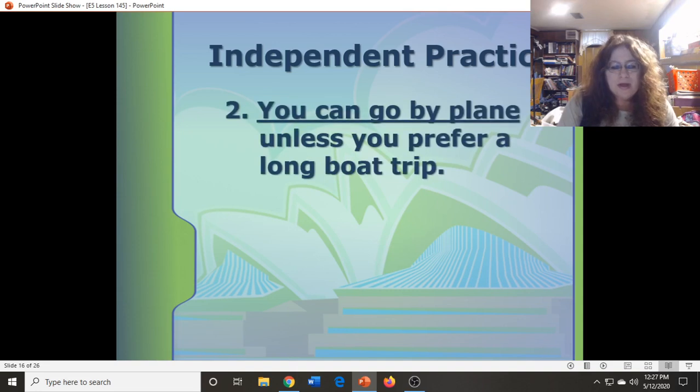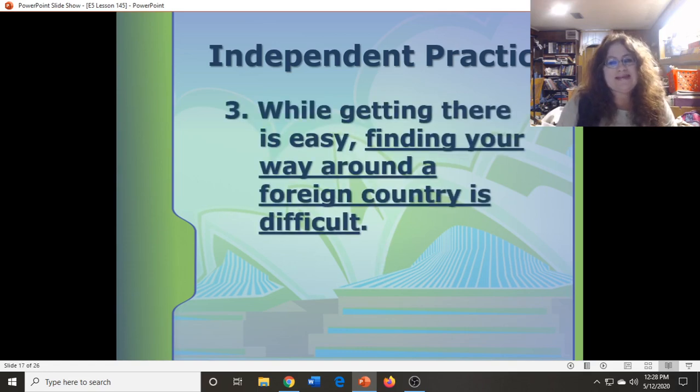Number 2, you can go by plane unless you prefer a long boat trip. Find the subordinating conjunction and circle it. Refer to your list as needed. Unless. Look at the group of words that is underlined. You can go by plane. We see that it does not start with a subordinating conjunction, and this could be a sentence all by itself. You can go by plane. That's an independent clause. Number 3, while getting there is easy, finding your way around a foreign country is difficult. Find the subordinating conjunction.